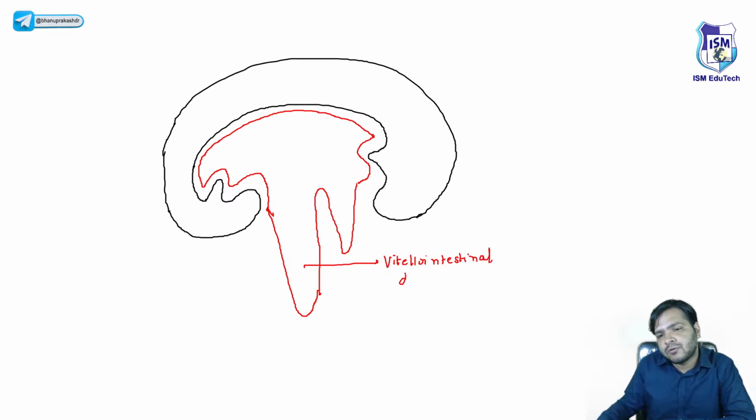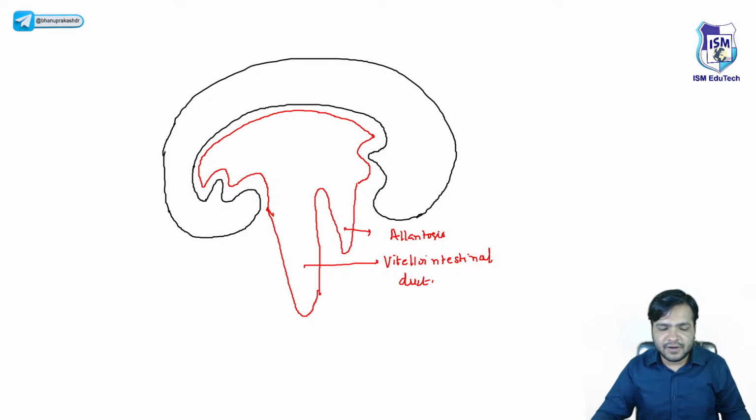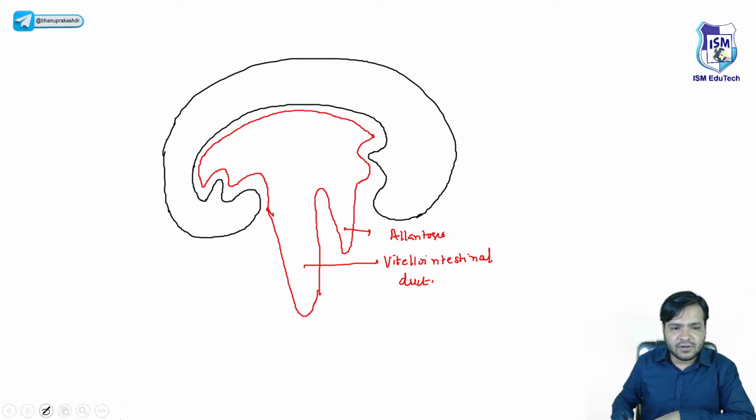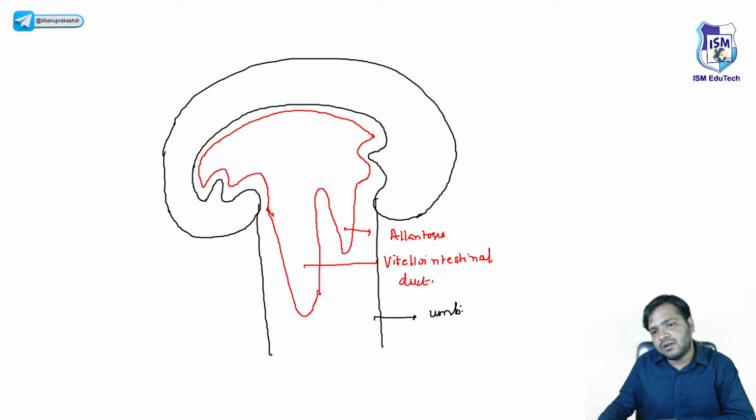Vitelo-intestinal duct. We already know this is the allantois part, right? This is the allantois that was earlier in the connecting stalk wala part, right? And the one which is coming down, it is the vitelo-intestinal duct. And obviously these all are present in the connecting stalk. So this is the future umbilical cord or the connecting stalk, right? So now I'm writing it as umbilical cord.